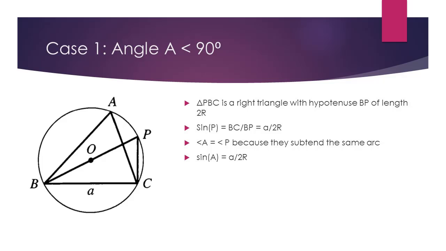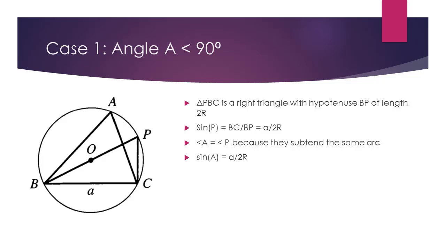If you look up at the picture, you see that angle P subtends the same arc as angle A. As you can see, both lines going from points P and A connect with B and C. So they subtend the same arc, and therefore the angles are going to be equal. So a over sine of A equals 2R, and that proves that case.